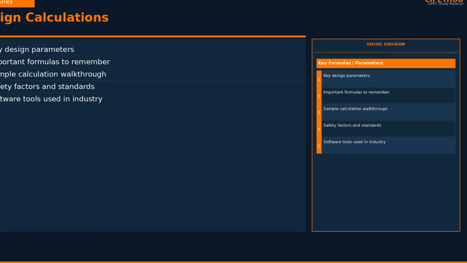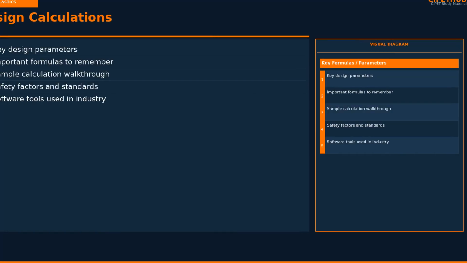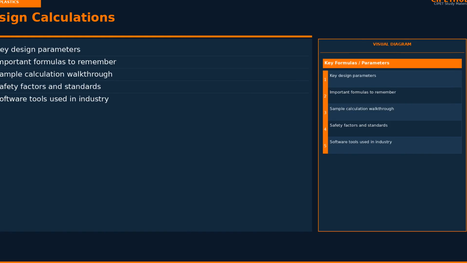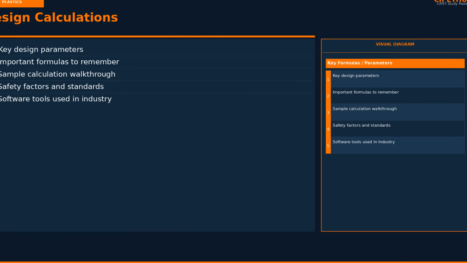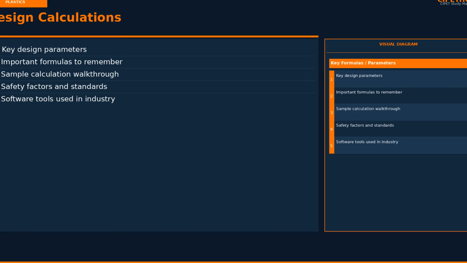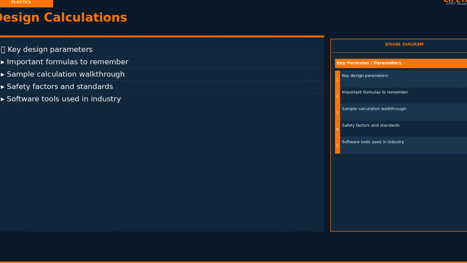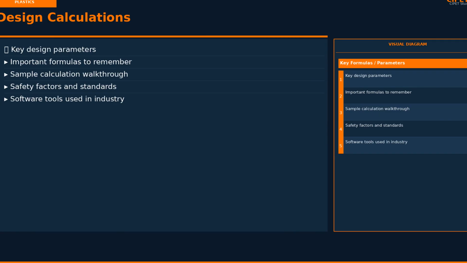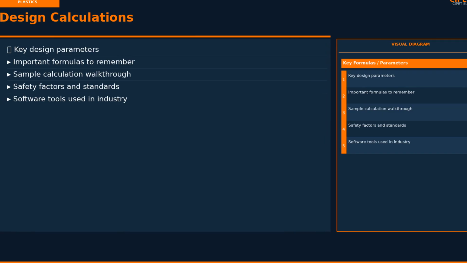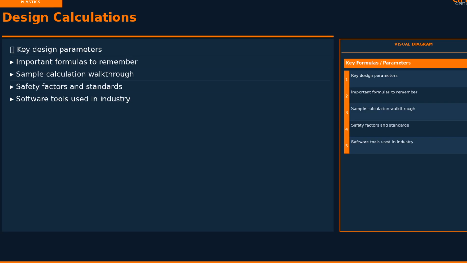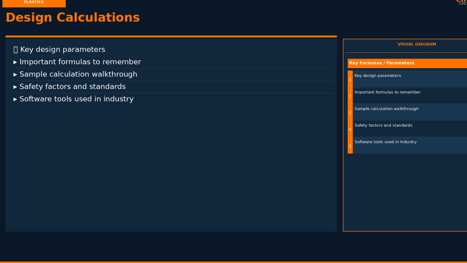Friends, design calculations are a very important part of extrusion process in plastics manufacturing. You must memorize the key formulas as they are frequently asked in CIPET examinations. Let us walk through a sample calculation step by step. Always apply the appropriate safety factor as per Indian standards.